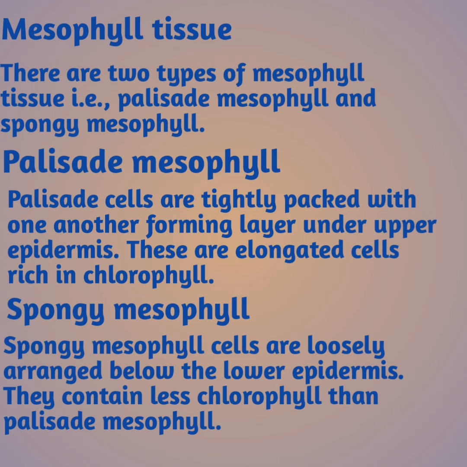Immediately below the epidermis is a layer of palisade mesophyll. The cells of palisade mesophyll are elongated, compactly arranged, and rich in chlorophyll. Spongy mesophyll is present between palisade mesophyll and lower epidermis. The cells of spongy mesophyll are loosely arranged and spherical in shape. They have less chlorophyll as compared to palisade mesophyll.